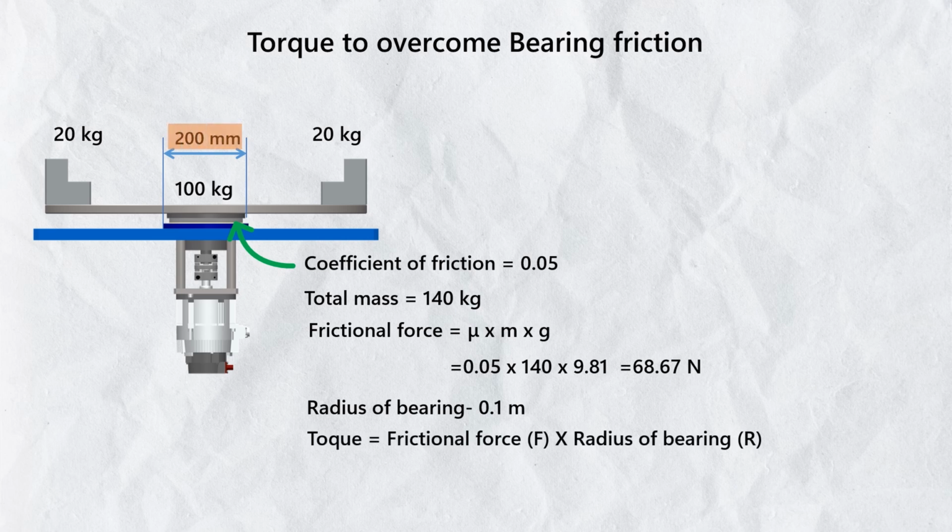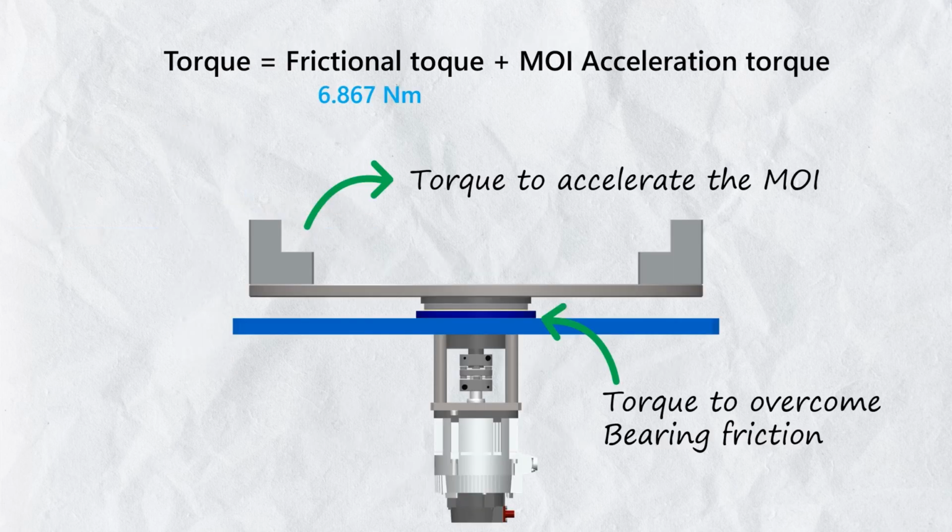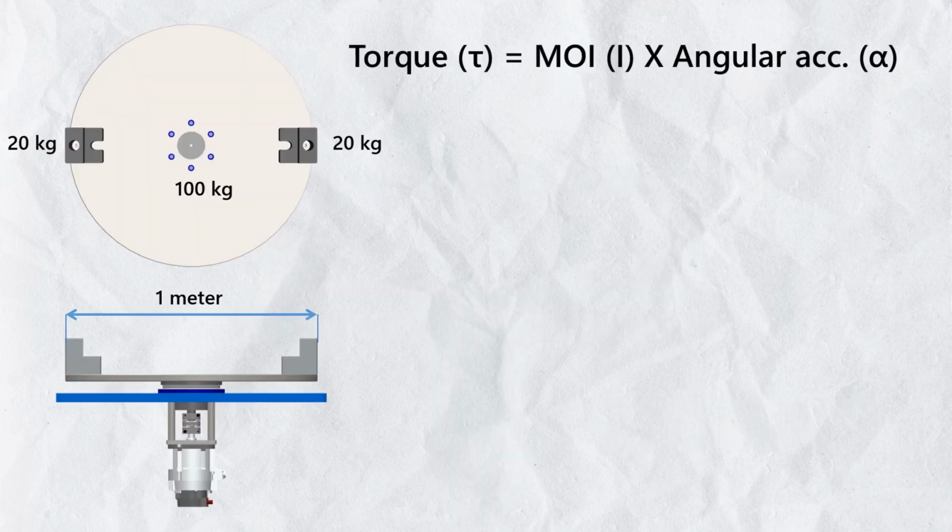So the frictional torque to overcome the resistance would be torque equals F into R, 68.67 into 0.1, 6.867 Newton meter. So the torque needed to overcome the friction is 6.867 Newton meter. Next, we have to calculate the torque required to accelerate this whole system. The torque equals moment of inertia into angular acceleration.